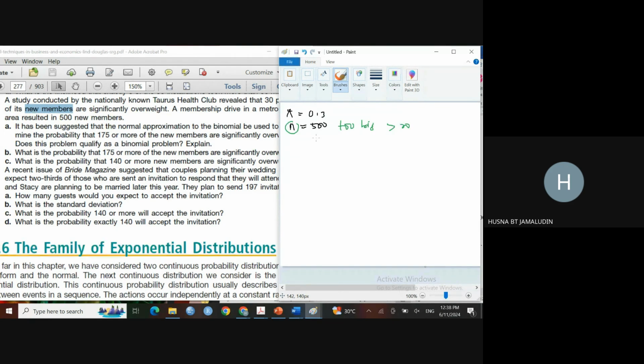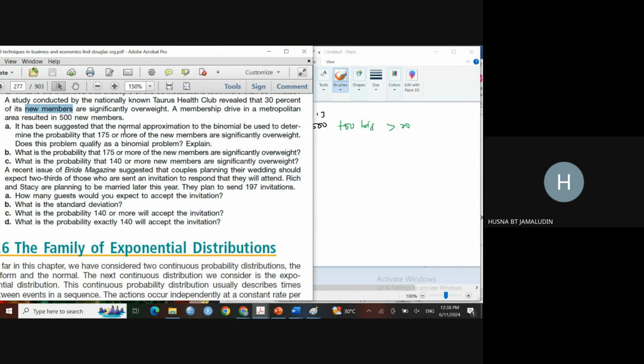That's why when we discuss the question, I will tell you, this is the clue, this is the keyword, so that you know. Now that you know the number is too big and you are given the pi, this is an approximate to binomial. It has been suggested that normal approximation, this is the question from your textbook. Of course, here they tell you we are talking about normal approximation, but in the final exam, they will simply ask you.